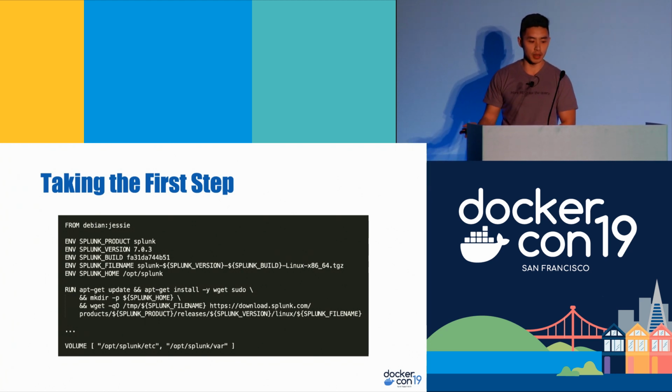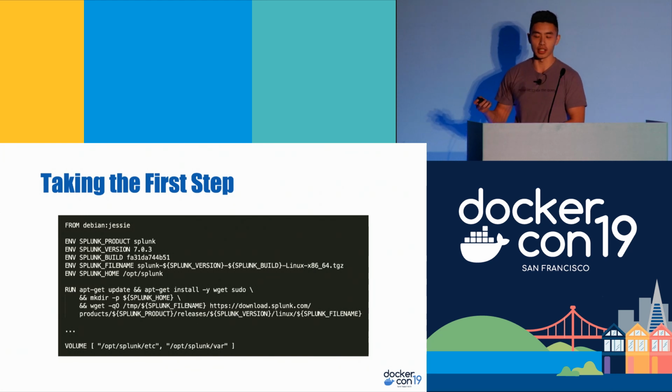After that, slap a couple run commands in to install your dependencies, fetch the distribution you want, install it, mount a couple volumes, add an entry point which starts your product. After this, you're pretty much good to go.